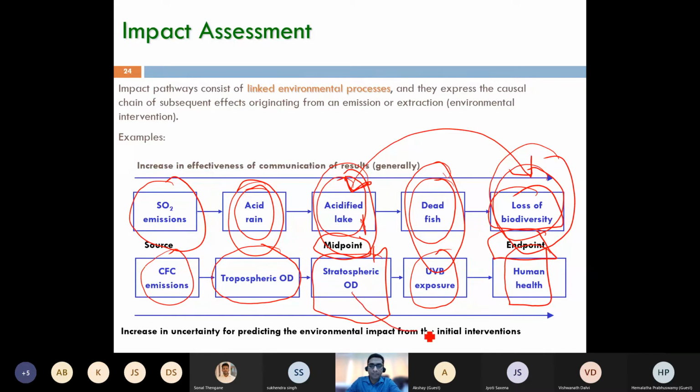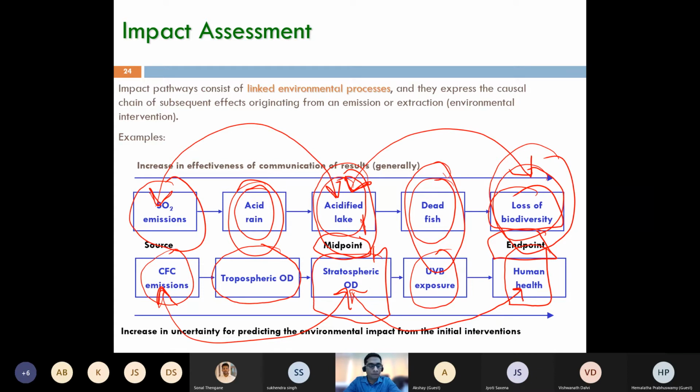The same goes with how much stratospheric ozone depletion is going to lead to how many cancers or how much decrease in human health. Whereas the cause and effect relationship between the initial source and the midpoint is very well documented. So there is always a trade-off between midpoints and endpoints. By midpoint, I mean these are certain effects which we know for sure are going to happen, and we can easily quantify them as well.